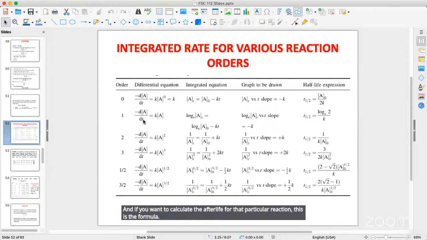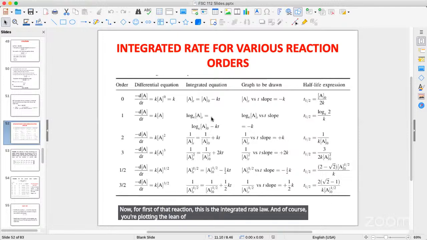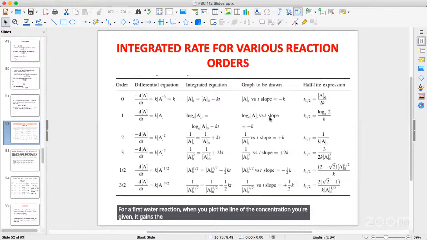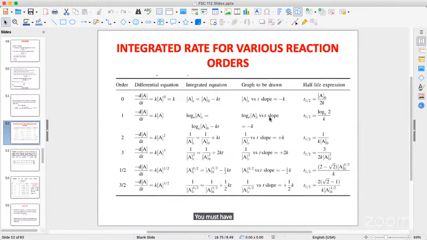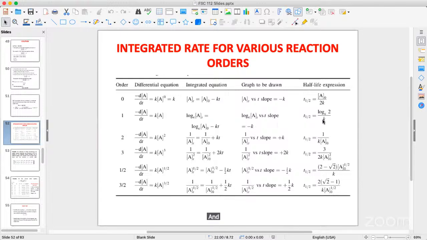Now, for first order reaction, this is the integrated rate law. And of course, you're plotting the ln of concentration at any time against time. For a first order reaction, when you plot the ln of the concentration you're given against the corresponding time, you must have a straight line, while the slope of the line is going to be your rate constant. And if you want to calculate the half-life of that reaction, that's going to be ln 2 divided by the rate constant.